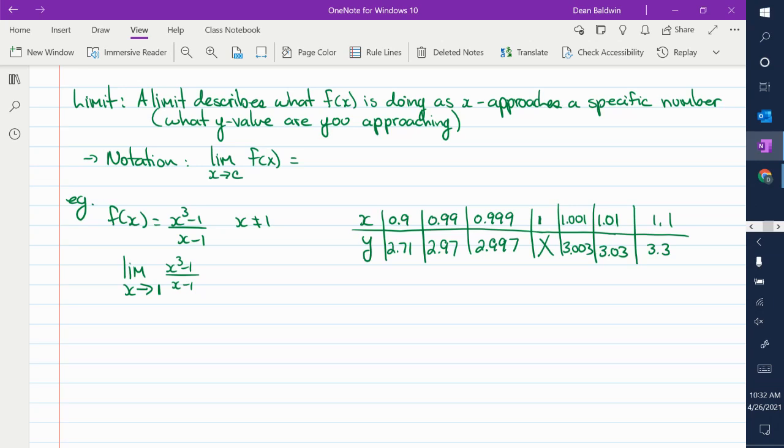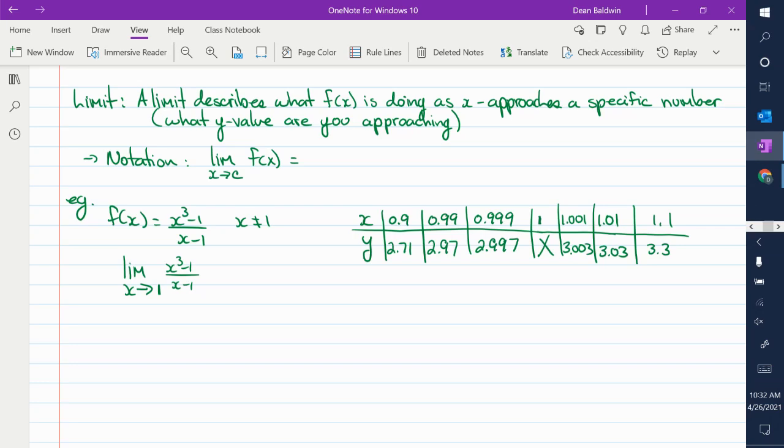But at a certain point, you're going to be like, it's 3. We've gotten close enough. That's a limit. That's it. Now, we're not going to do table of values because that takes a while to do, especially if the functions get quite complex. But you can see that as x gets closer to 1, the y values get closer and closer to 3.